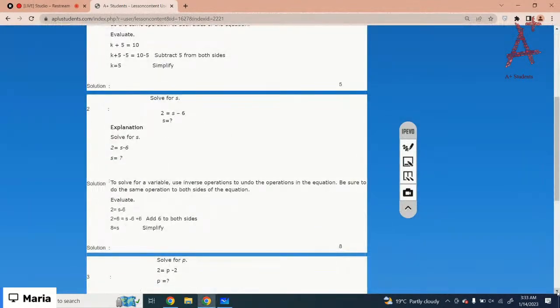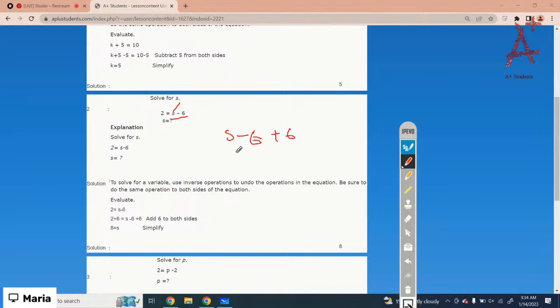Okay, the next example is 2 equals s minus 6. On the right hand side, 6 is subtracted from s. Got it? So opposite to subtraction is addition. Basically, you have to isolate the variable s, so you have to undo this operation. The operation is minus 6, and opposite to subtraction is addition. Just add 6 to both sides. It would be s minus 6 plus 6 equals 2 plus 6.